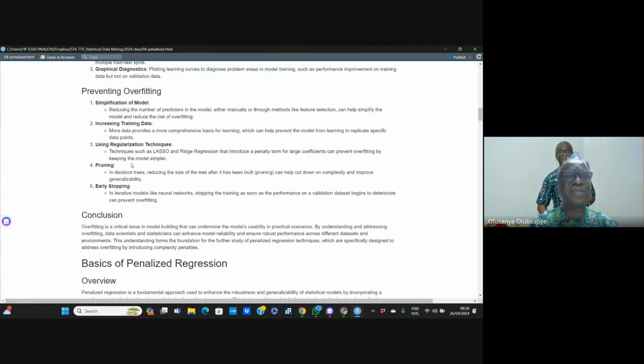Then you can prune. We will discuss this technique much later, using the decision tree approach, and then we will also learn about early stopping. We can easily do this, no problem. But today we will learn about this using regularization techniques.